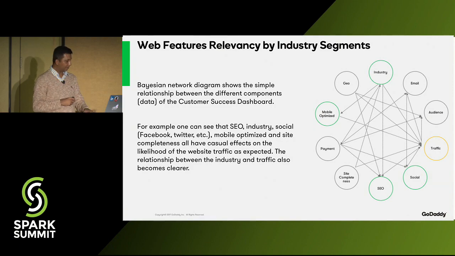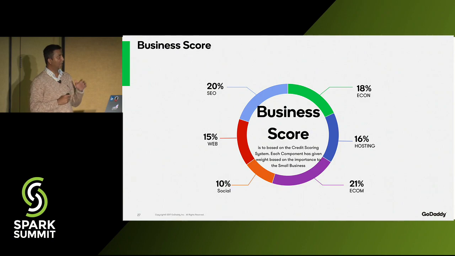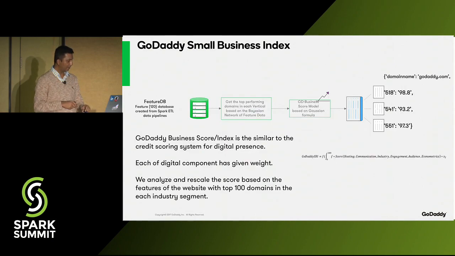So this is our business score. All these components and their percentages go into the business score. It is similar to a credit scoring system. Each component is given a weight based upon its importance to the small business, and it creates a score between 0 and 100. And the score changes from one industry to another.